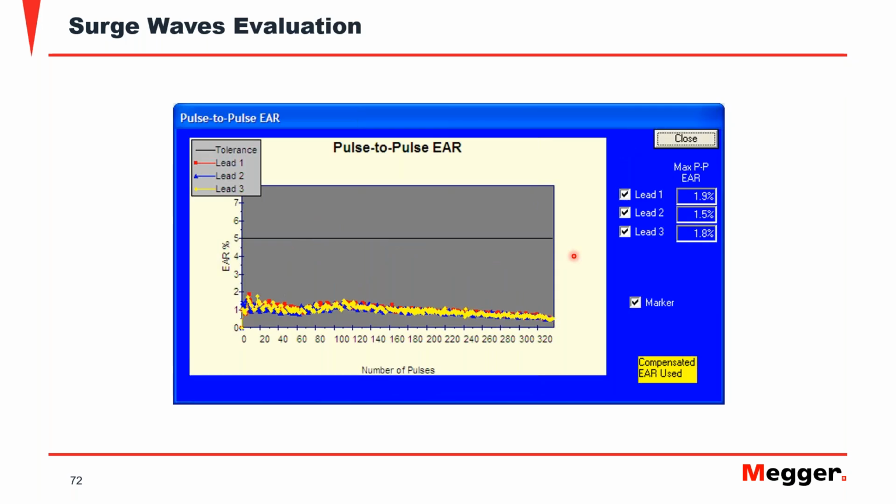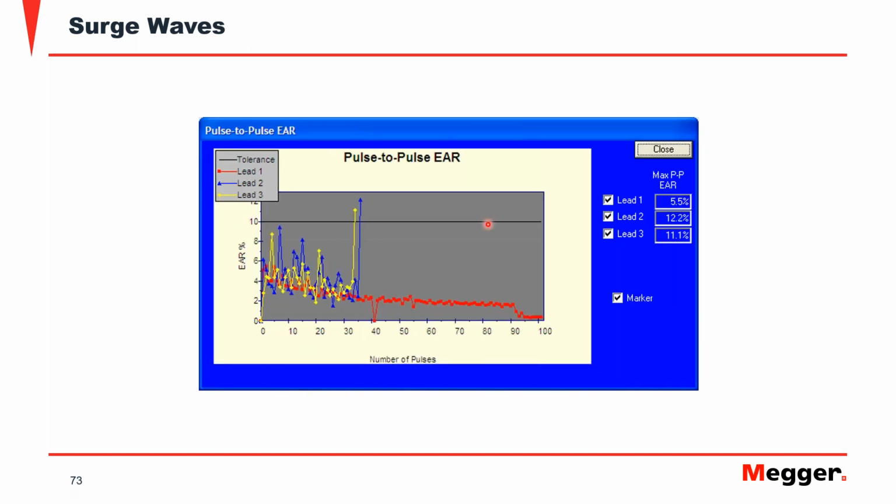Now, this is pulse to pulse EAR. This is how an error area ratio graph is supposed to look, where I have a maximum pulse to pulse of 1.9% between leads. I mean, inside the lead. Remember, this is pulse to pulse. And this one here is where after some time we had high pulse-to-pulse EARs. Lead 1 tested at 5.5, but then leads 2 and 3 had very high pulse-to-pulse error area ratio.